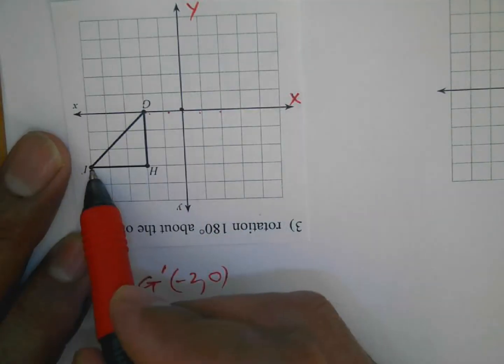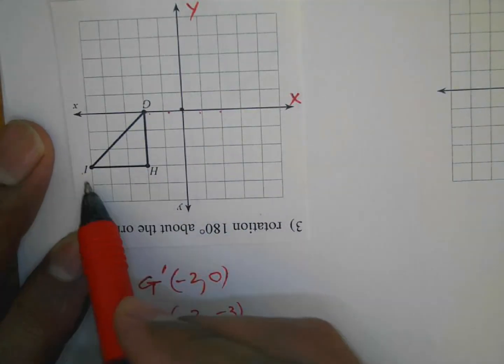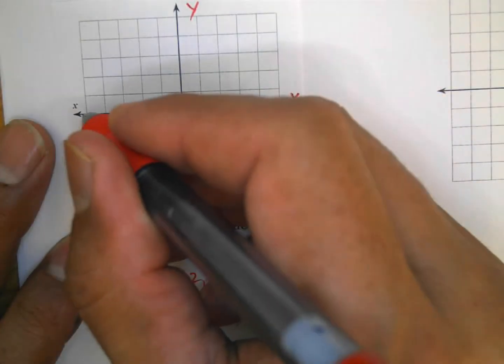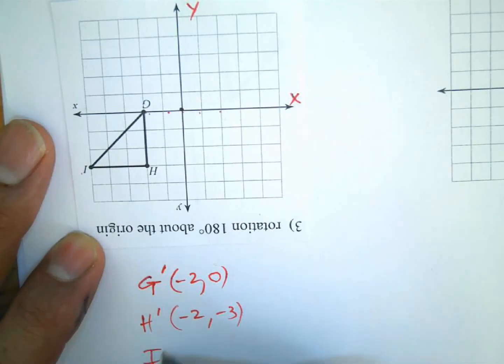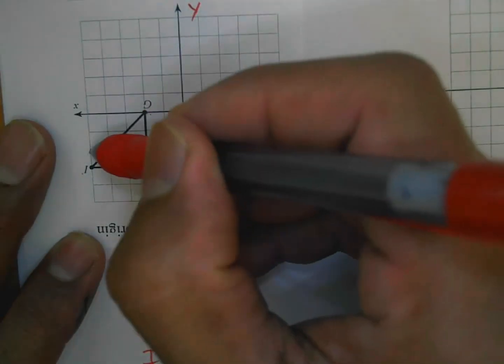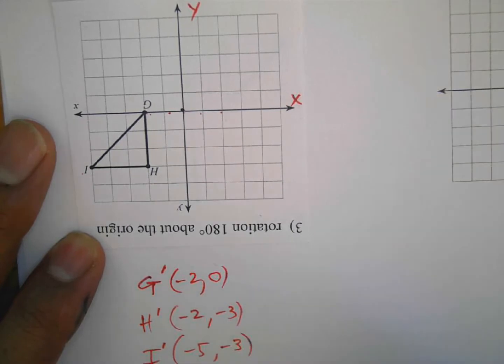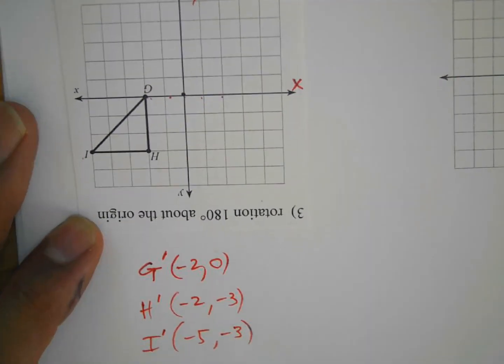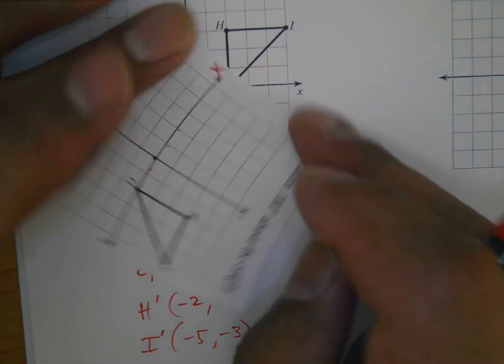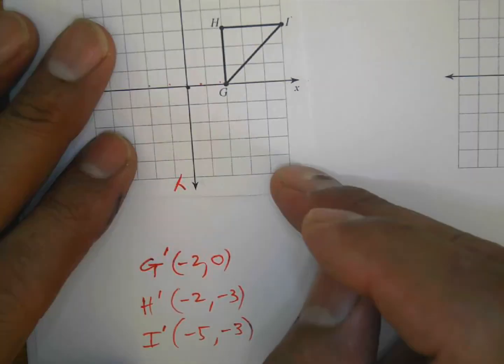And now what's the coordinate for this other point here? What is it? I? That would be negative 1, negative 2, negative 3, negative 4, negative 5. So I prime would be negative 5 and 1, 2, 3, and negative 3 also. So you just pretty much do a point at a time, and now we'll put it back to its original position, right? It was right there starting.